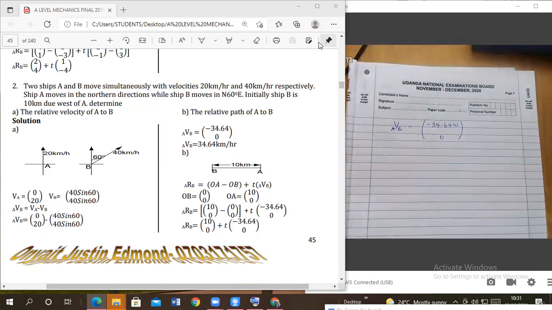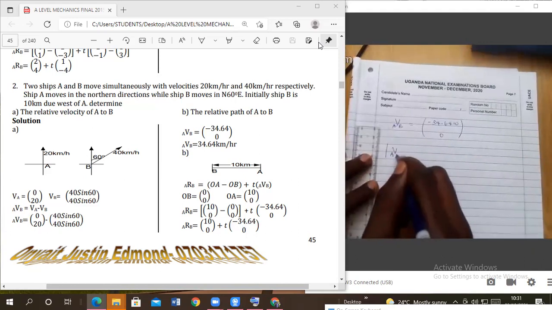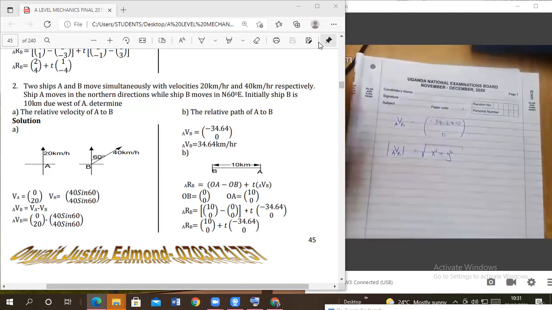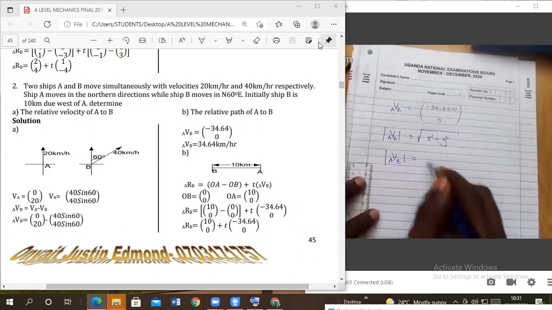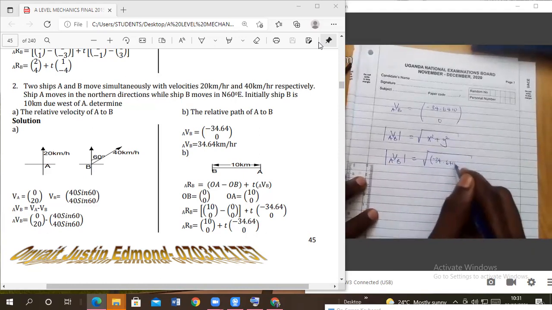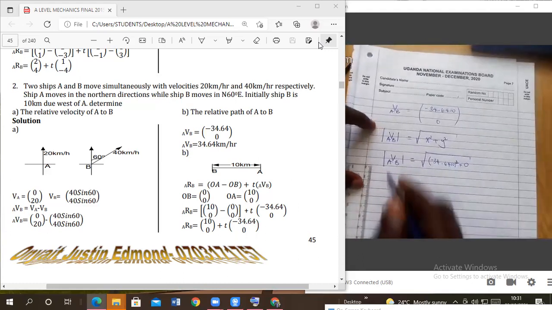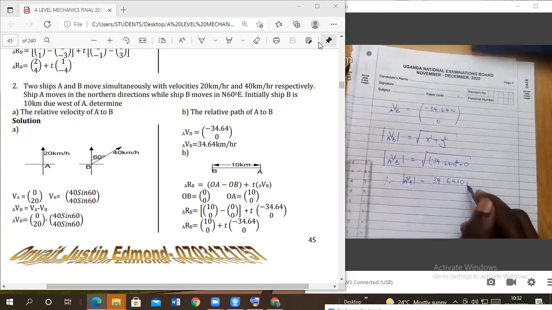So you don't stop there. You must go ahead. This one you have got in vector form. Go ahead and get the magnitude, which will be the square root of x squared plus y squared. That's the formula. This means I'll have VAB equals the square root of negative 34.6410 squared plus 0. So our answer still remains 34.6410 kilometer per hour.